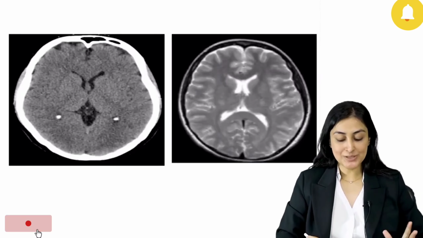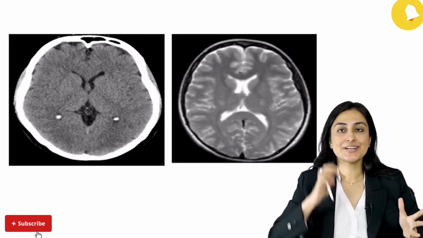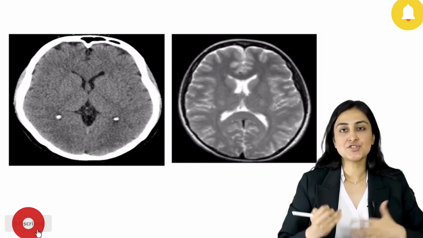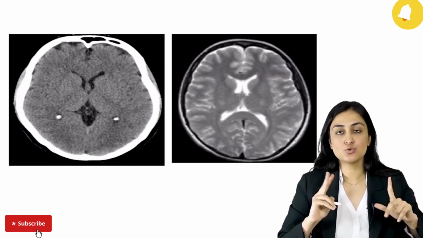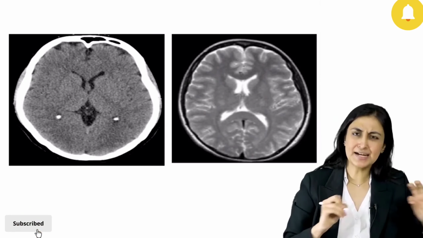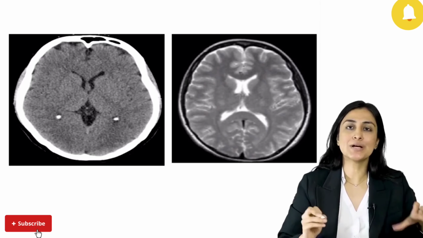Now let's quickly learn the difference between how to recognize a CT scan and an MRI. Both of them you will be given as axial sections, predominantly the head scans, and you need to know how to differentiate them very well. First starting point, very simple: always look at the bone.